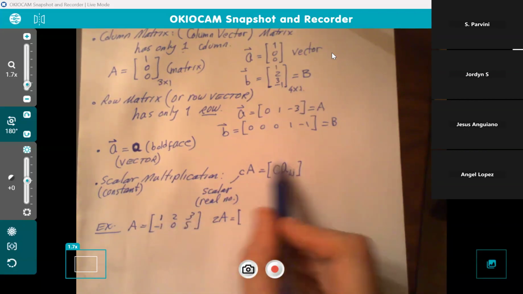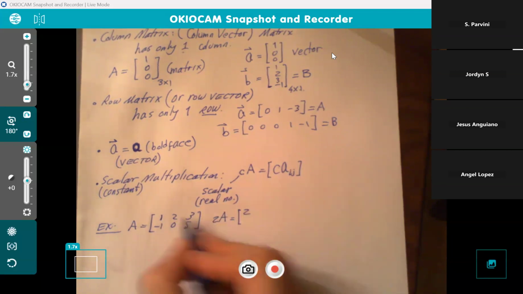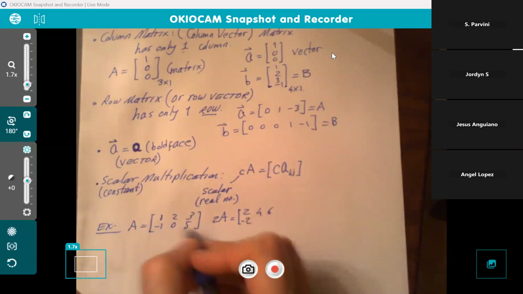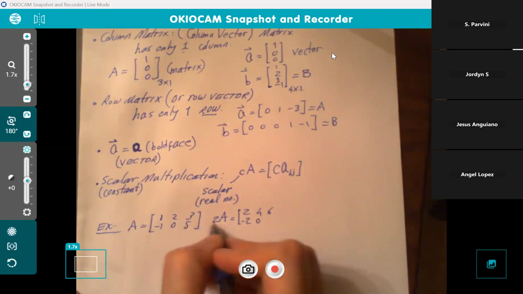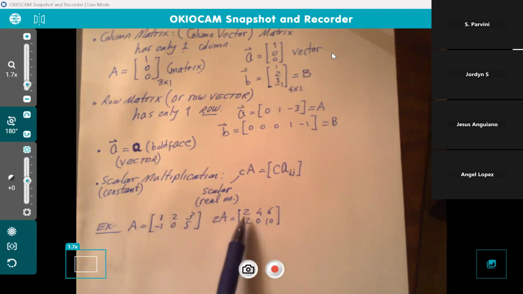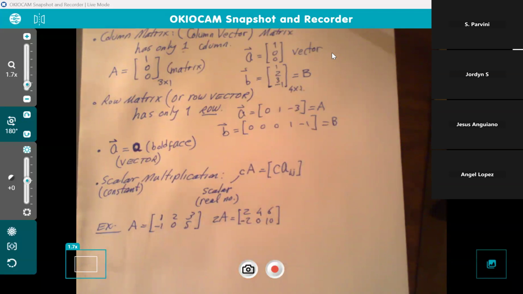That's what this says. So I'm going to do 2 times 1, that's 2. 2 times 2, that's 4. 2 times 3, that's 6. 2 times -1 is -2. 2 by 0 is 0, and 2 by 5 is 10. Everyone okay on that one? So that's what scalar multiplication is. It's constant multiplication. So keep in mind, please, you multiply every element of the matrix, not just the row, not just the column, every single one.